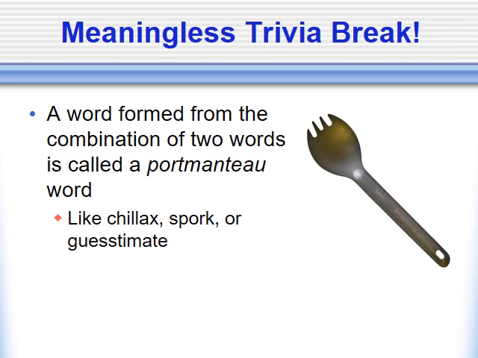Got to take a side note here. A word formed from the combination of two other words is called a portmanteau word. You might have heard the terms chillax, spork, or guesstimate. Redox is a portmanteau word. Okay, back to chemistry.